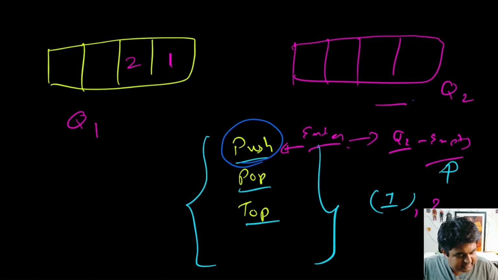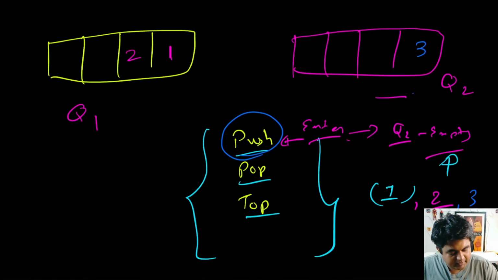Now let's say there is an element 3 that we are trying to enter. Once again, 3 is going to enter over here, then we are going to dump both of these, 2 and 1, sequentially from q1 to q2. So this is going to become 3, 2 and 1, and then we are going to have the names being replaced. So q1 is going to become q2, and this is going to become q1, and this is going to become an empty queue.